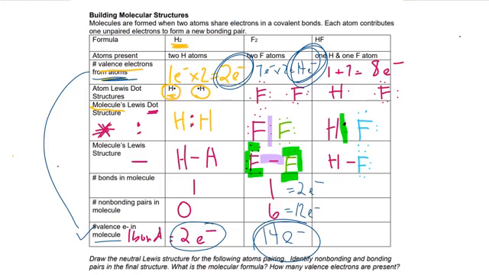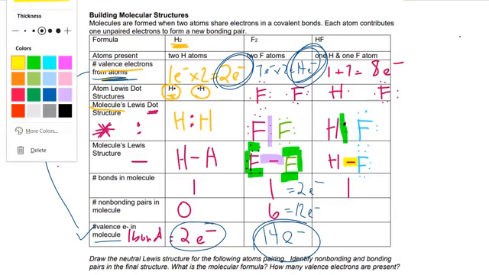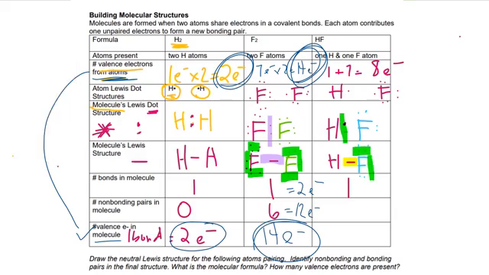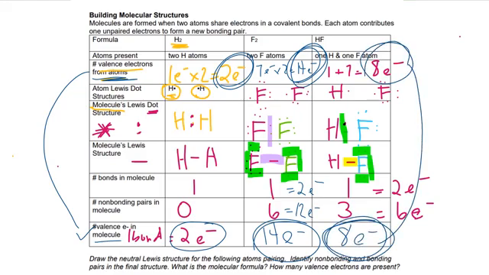Now, how many bonds does this molecule have? 1 bond there. How many non-bonding? Well, we've got 1, 2, 3. So again, 1 bond is equal to 2 electrons. 3 non-bonding is equal to 6 electrons. So my number of electrons in my molecule is a total of 8 electrons. And again, this 8 matches this 8.